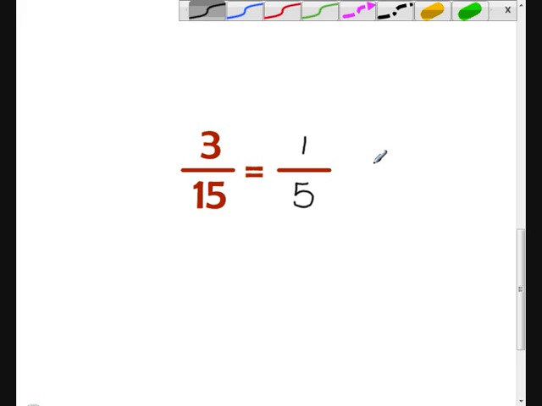But there are other ways I could go. For example, if I wanted to make this fraction bigger, I could say 3 multiplied by 3, which is 9. And 15 multiplied by 3, which would be 45. And so 9/45 would also be an equivalent fraction. So those are two different ways I could have changed this fraction into an equivalent fraction.